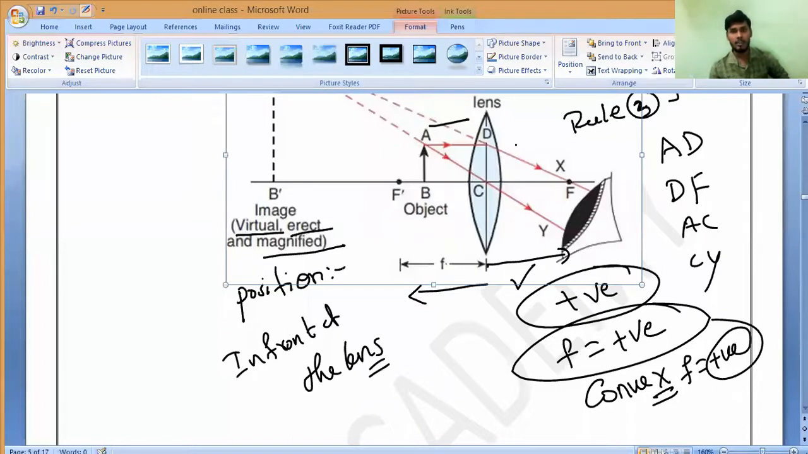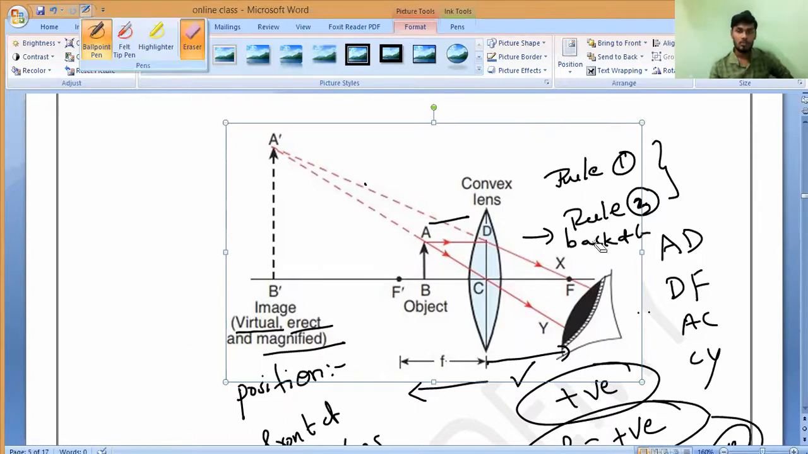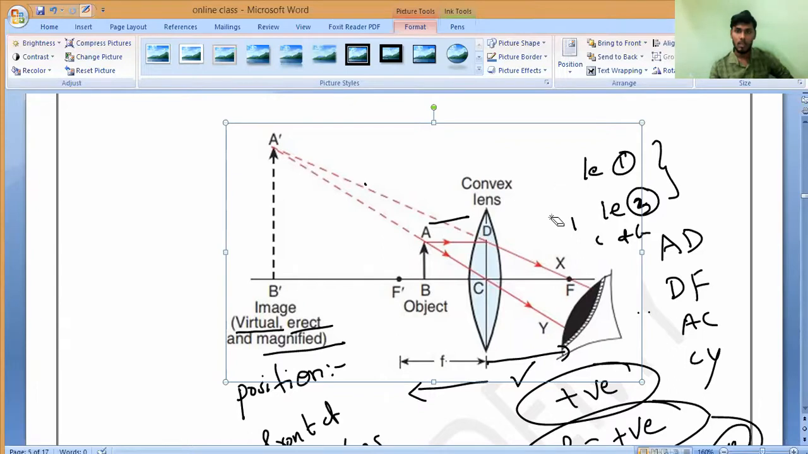This is behind, this is called behind. This is in front. Okay? Those who don't know the word behind, you can write back of the lens. No issues, that is also correct. Do you understand or not? Yes, sir. All of you draw.